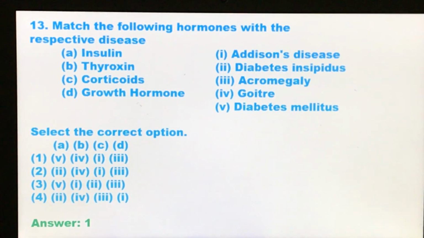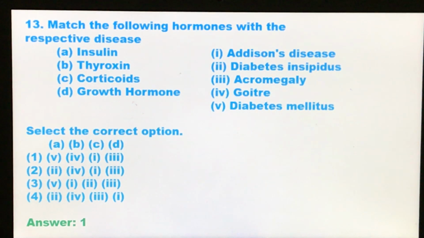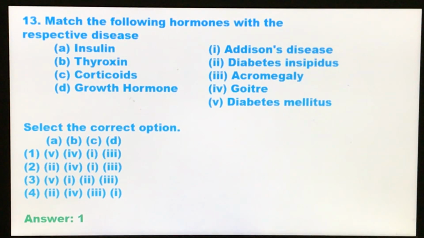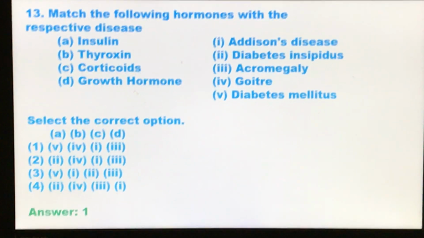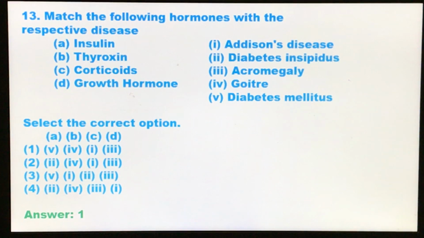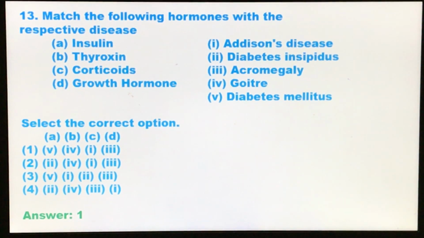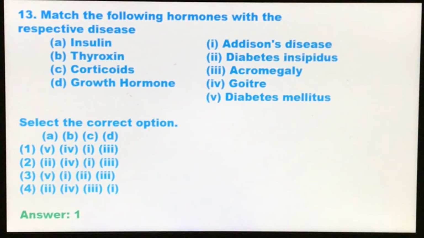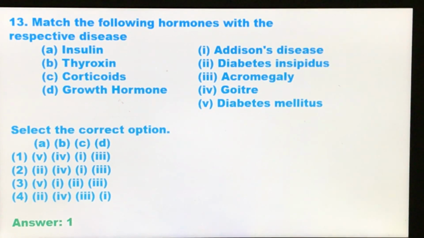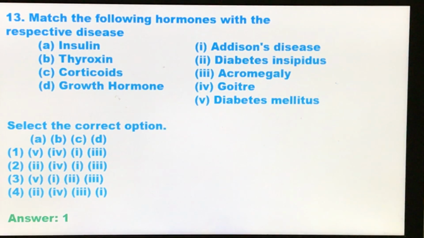Okay, 13th question. Match the following hormone with the respective disease. On the left hand side is given the hormone and on the right hand side is given their diseases. So now we'll have to match the respective hormones with their respective diseases. On the left hand side are the hormones insulin, thyroxine, corticoids and growth hormone. And on the right hand side are the diseases Addison disease, diabetes insipidus, acromegaly, goiter and diabetes mellitus.